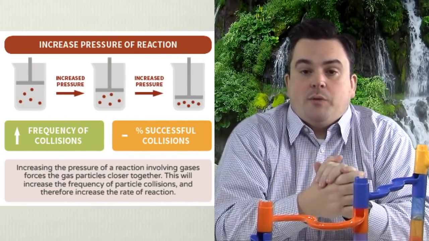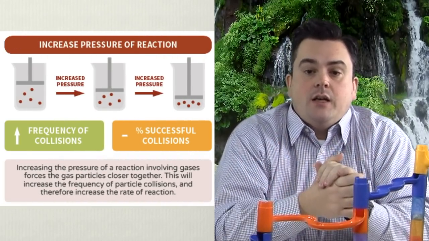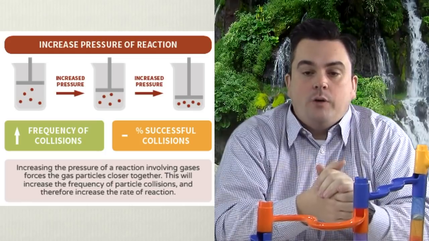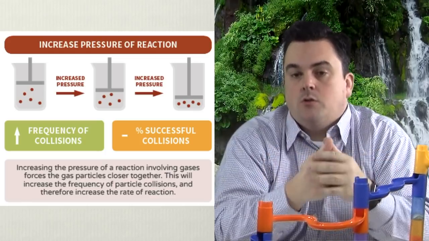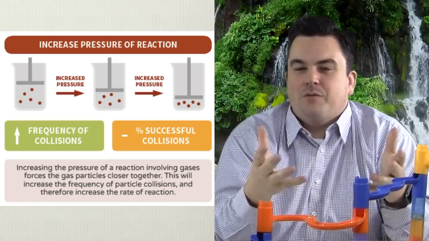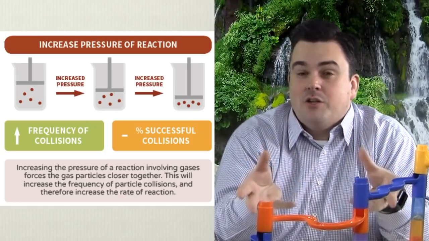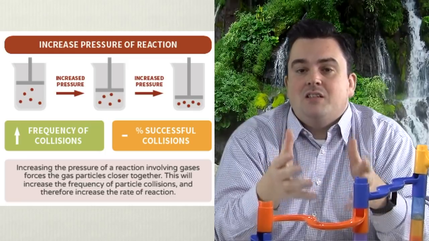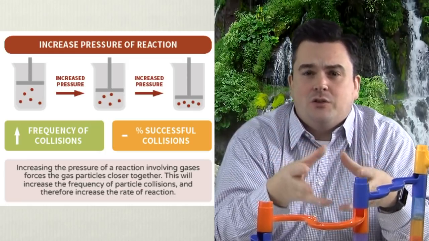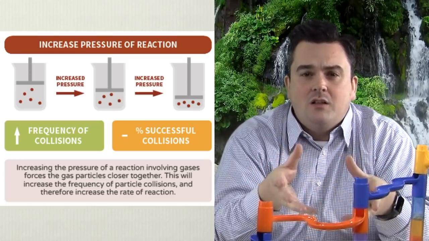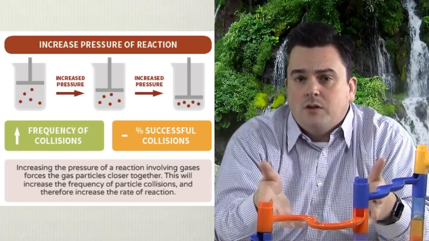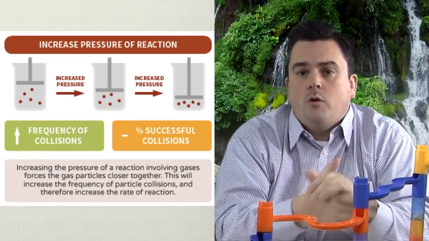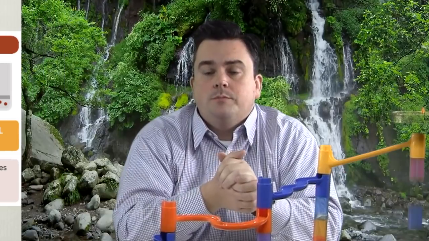Taking a look at our image, we have a movable piston above a gas. If we push that piston down, we are pushing those gas particles closer and closer together. This is effectively increasing the concentration. It's giving you a lot more particles in a smaller space. What this does is it increases the amount of collisions you'll have overall, and since you have more collisions, the likelihood of an effective collision goes up, therefore our reaction rate would also go up.